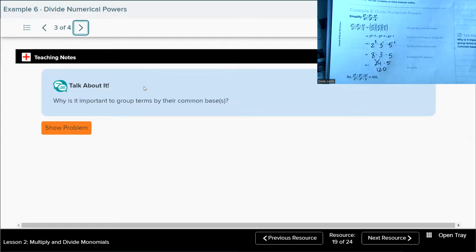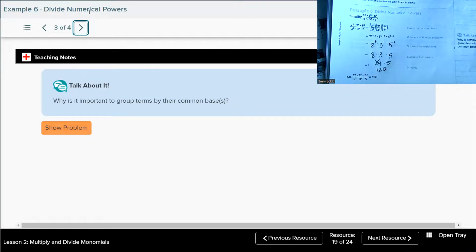All right. So why is it important to group terms by their common bases? Why is that stuff important? That way we know what exponents we can subtract, right? We can't simplify it otherwise, yeah. And it's easier to see for sure.